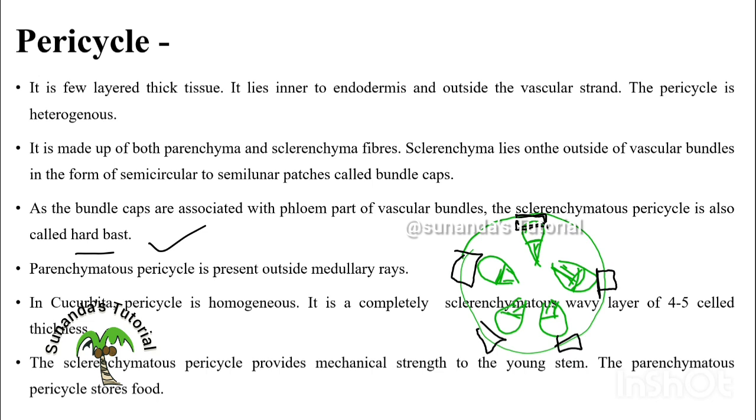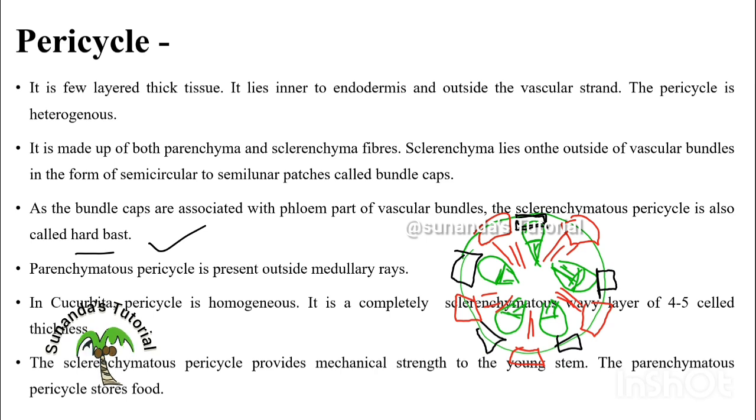And the region of pericycle which is present here, that means outer to the medullary rays, is called parenchymatous pericycle. It consists of parenchyma cells. These are medullary rays. That means generally the pericycle is heterogeneous in nature. It consists of both sclerenchyma and parenchyma.